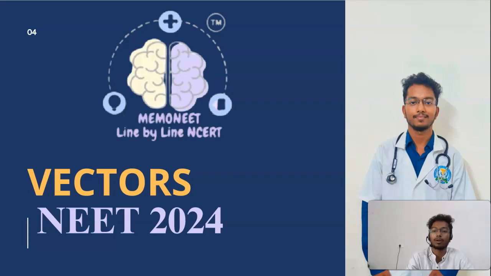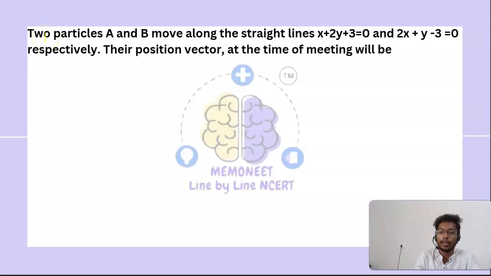So let's start our revision for the vectors. Particles A and B move along the straight lines x plus 2y plus 3 equals 0 and 2x plus y minus 3 equals 0 respectively. Find their position vector at the time of the meeting.